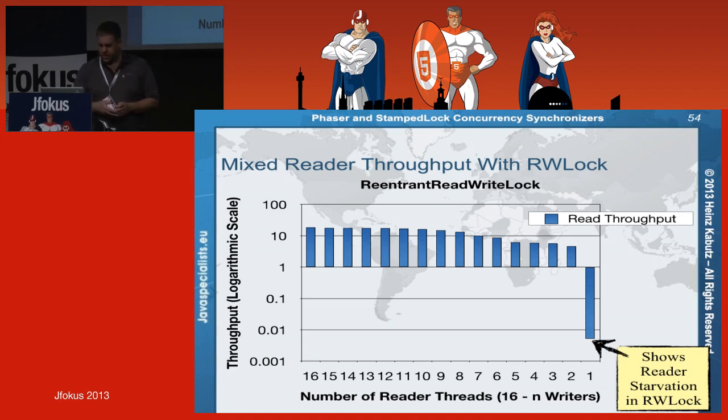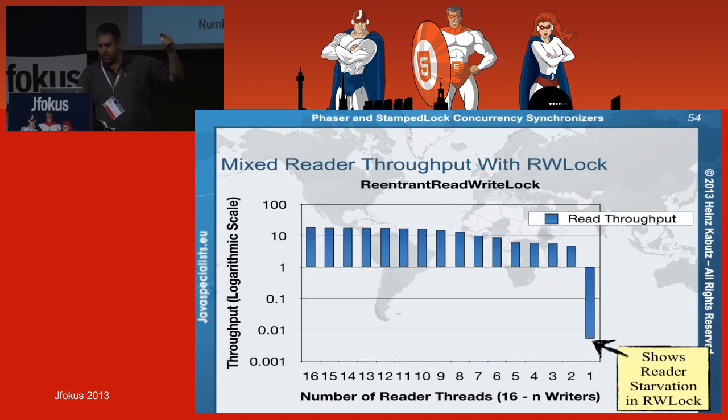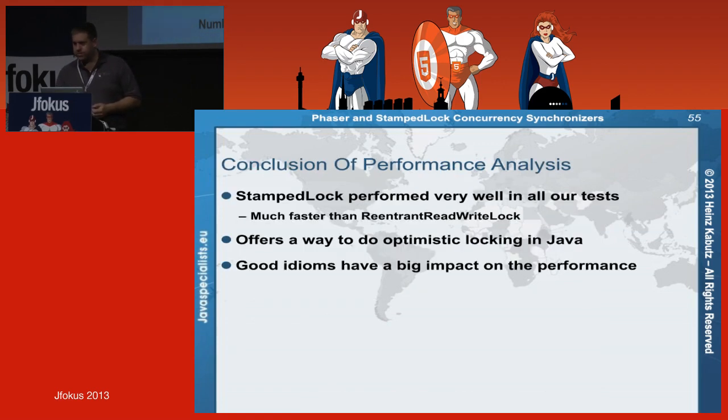Also, you can see the volume. Here it goes to 2,000, 3,000 times. It's 3,000 throughput here, versus here it's in the 30s, 40s. So there's a really big difference in terms of throughput. And again, you see the rightmost graph, where you have a lot of writers and only one reader. The writers starve out the readers, and that's again the starvation problem we have in the reentrant read-write lock.